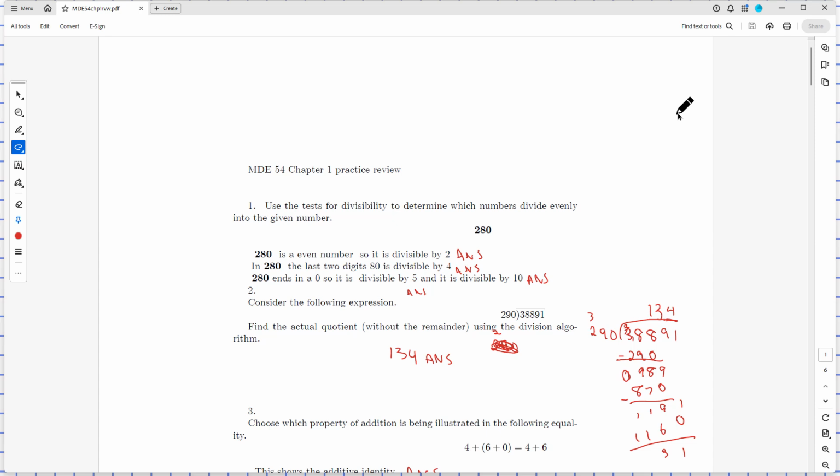MDE 54, Chapter 1 Review. Use the test of divisibility to determine which numbers divide evenly to the given number, 280.